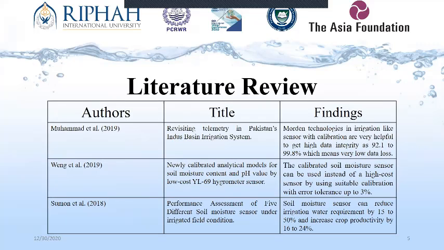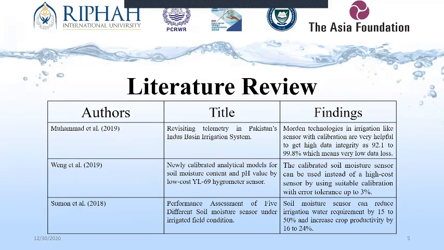In the literature review, there are findings that smart technologies like sensing technologies, such as soil moisture sensors, are very helpful to get high integrity data from 92 to 99%, which means there is very low data loss. So we can use these technologies for our betterment. A calibrated soil moisture sensor can be used instead of a high cost sensor by using a suitable calibration algorithm, and the error tolerance should be up to 3%.